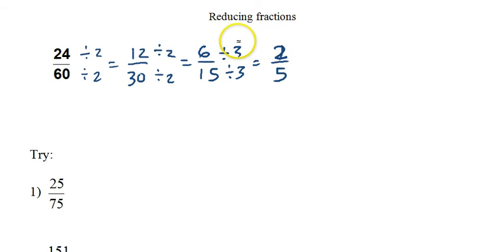And then we check it. 2 times 3 is 6. 6 times 2 is 12. 12 times 2 is 24. 5 times 3 is 15. 15 times 2 is 30. And 30 times 2 is 60. So this is our equivalent fraction.